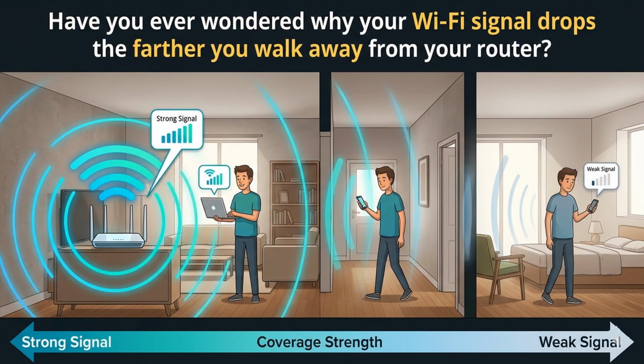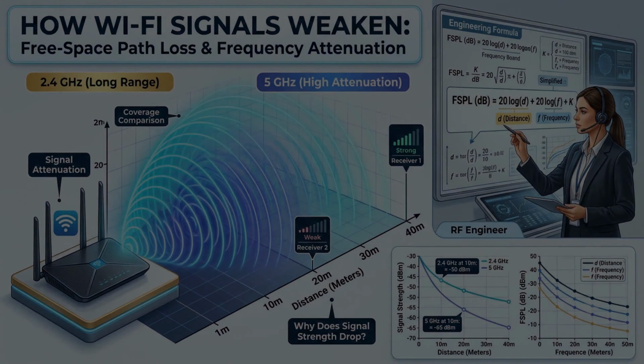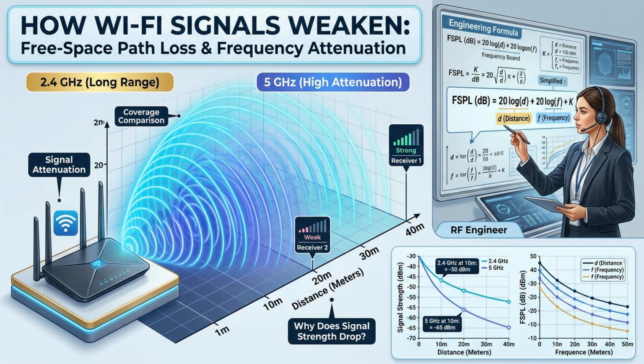Have you ever wondered why your Wi-Fi signal drops the farther you walk away from your router? Even in a completely empty room with zero obstructions, radio signals naturally weaken as they travel. Discover exactly how this happens, how engineers calculate it, and why 5 GHz networks behave differently than 2.4 GHz networks.